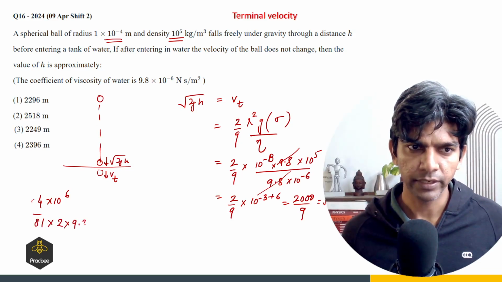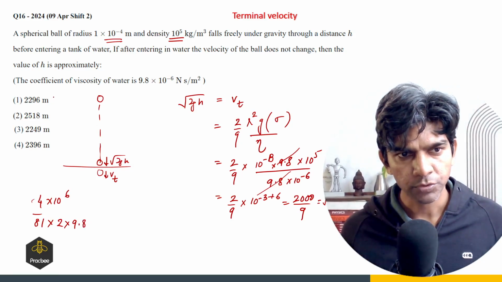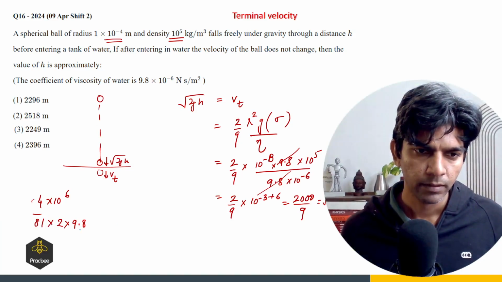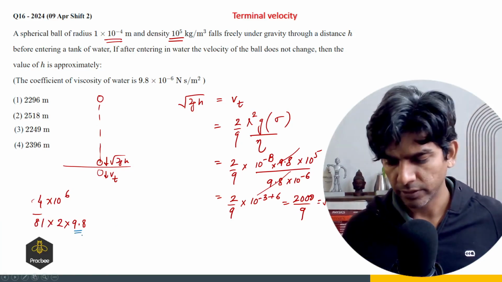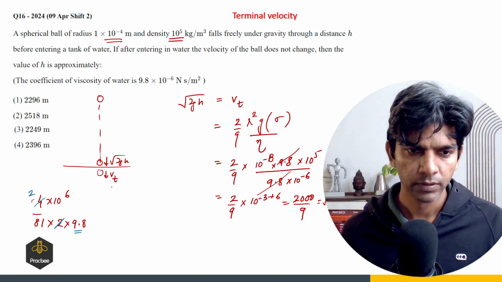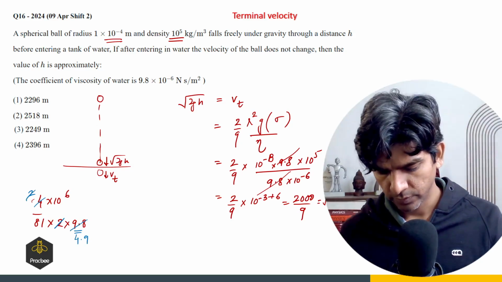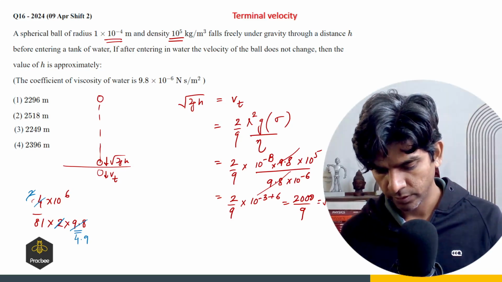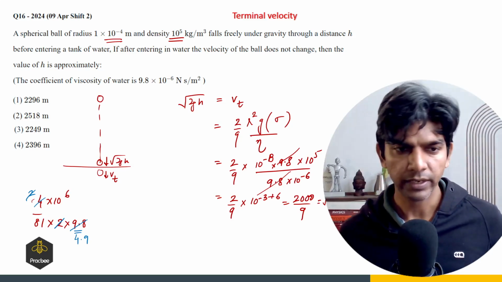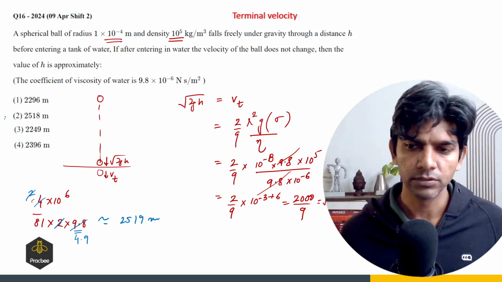So if you look at the options, option 1 and 3 are quite close, right? So let us use some approximation. Let us first find the answer. Okay, right, let us find this. So this will give us 2, and this will give us 4.9. So we have 81 times 4.9, inverse of that, times 10 raised to power 6. So we are getting 2519, right? So it will give us 2519 meters. So the closest answer will be option number 2.